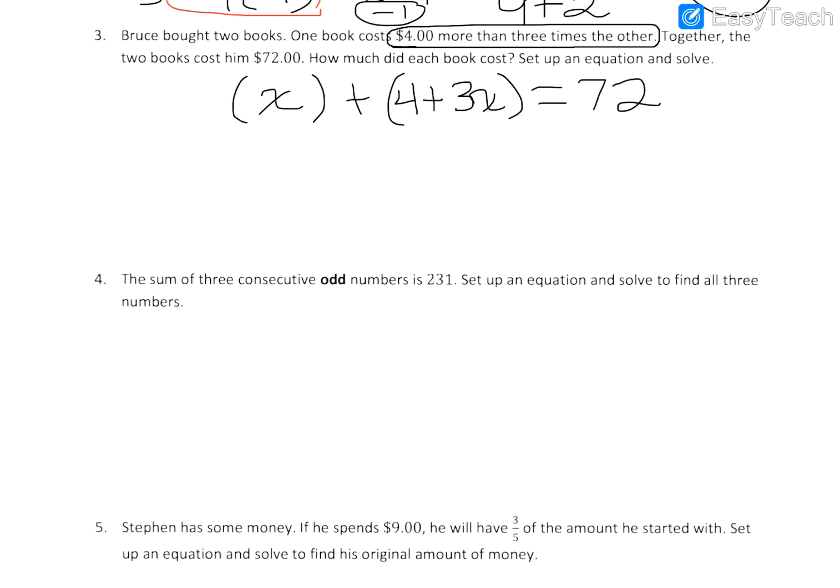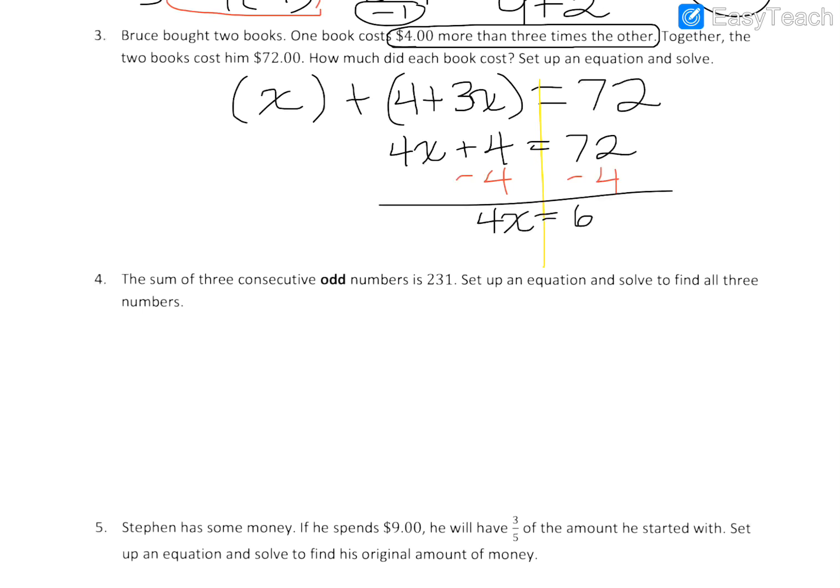Okay, now we are going to solve. So again, go ahead and enter in what you got for X. Okay, so we're going to solve this. We're going to add together the 2 x's, so 4x plus 4. We're going to minus 4, which gives us 68.